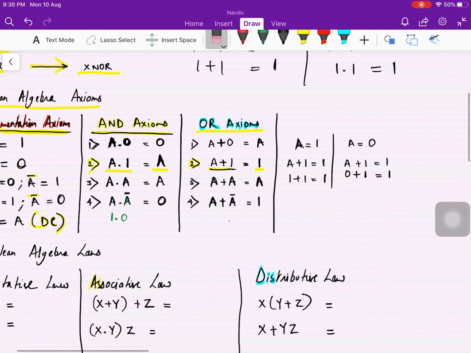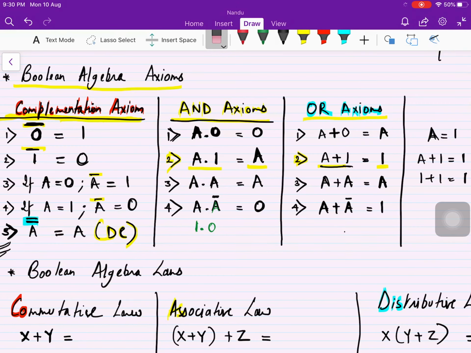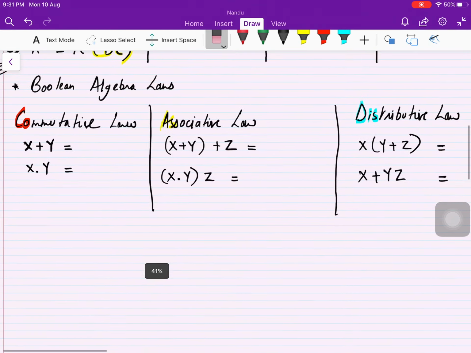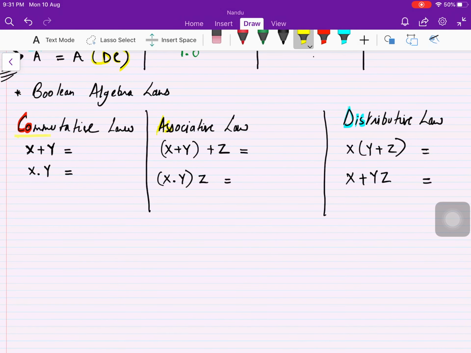You can take a screenshot of this complementation axiom, AND axiom and OR axiom and practice it, and if you have any doubts you can tell me. Then there are Boolean algebra laws. There are again 3 types: commutative law, associative law and distributive law. These 3 are very important.